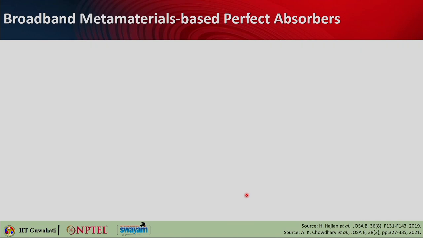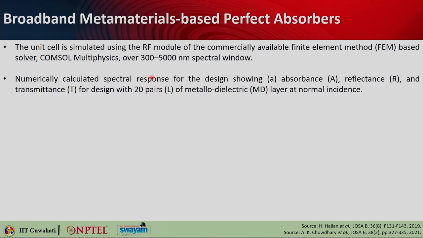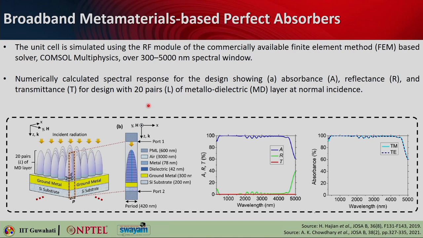I will not read out each of them. And then, using the RF module of the COMSOL Multiphysics software, the absorption spectrum has been calculated for the 300 to 500 nanometer spectral window. This allows one to get absorption, reflectance and transmittance for this structure at normal incidence. So this is that particular structure: absorption, reflectance and transmittance.